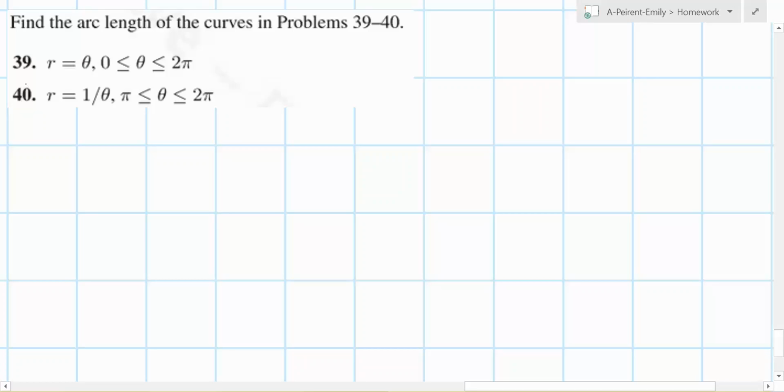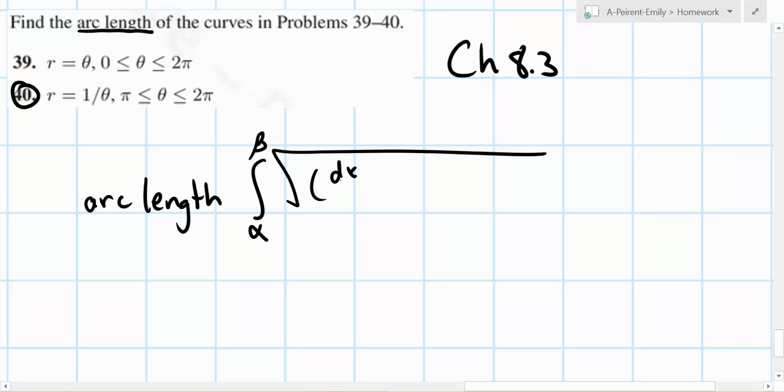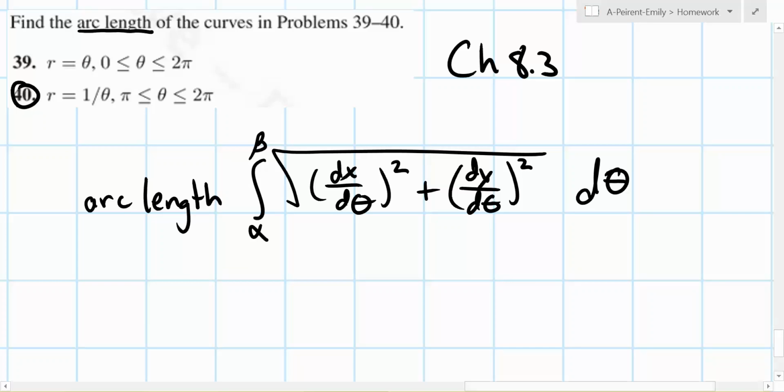So this is problem number 40 from chapter 8.3. And this problem asks us to find the arc length of the curve. So the first thing we know is that for polar equations, the formula for arc length equals the integral from alpha to beta of the square root of dx d theta squared plus dy d theta squared, all times d theta.